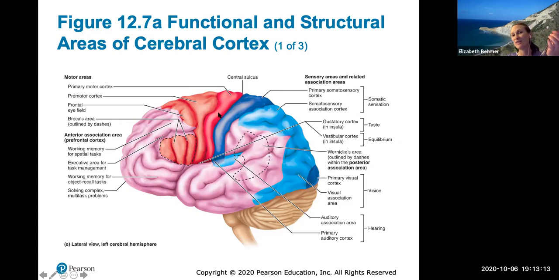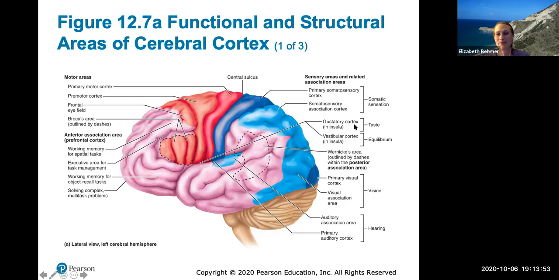And then we compare that with the sensory areas. The primary somatosensory cortex is located in the postcentral gyrus, directly behind the central sulcus. Those two I'd like you to know: where the primary motor cortex is located, and where the primary somatosensory cortex is located. You'll also see more association areas here, where vision is, where hearing is. The visual association area is located in the back, in the occipital lobe. The auditory association area is located near the temporal lobe.